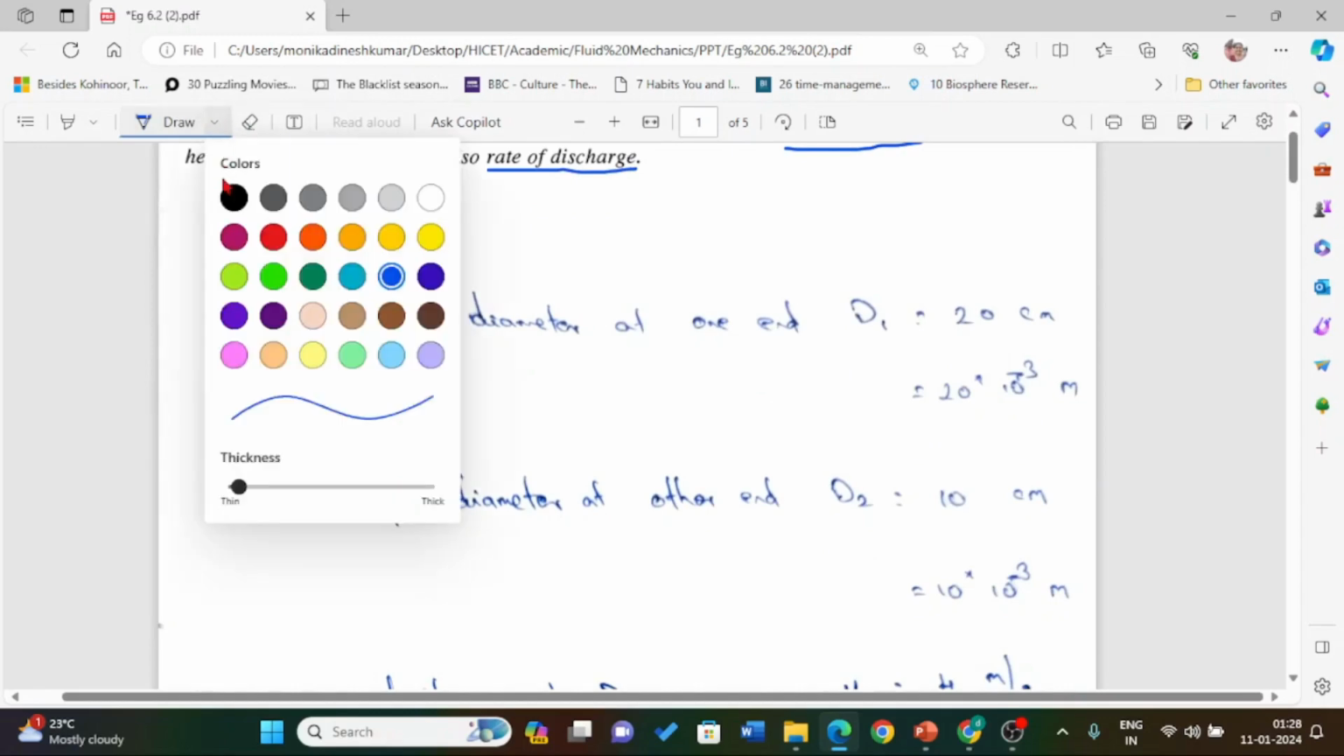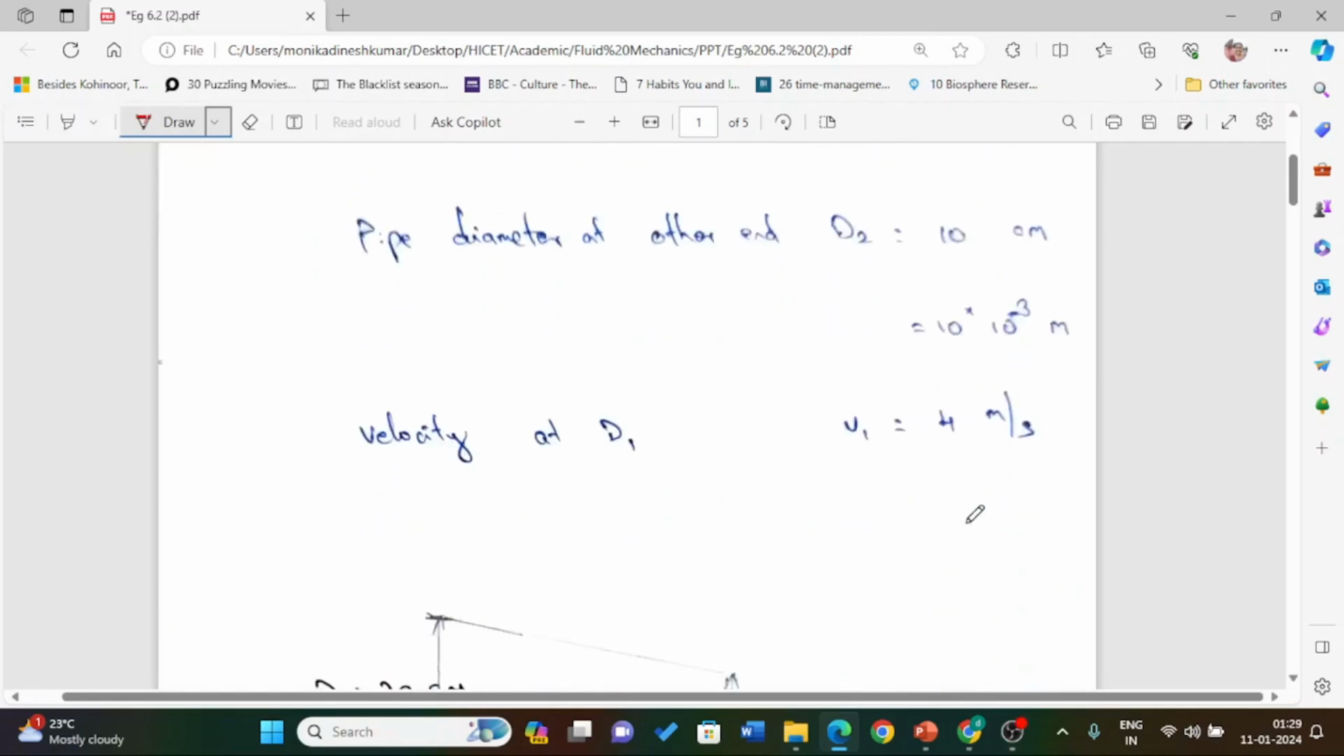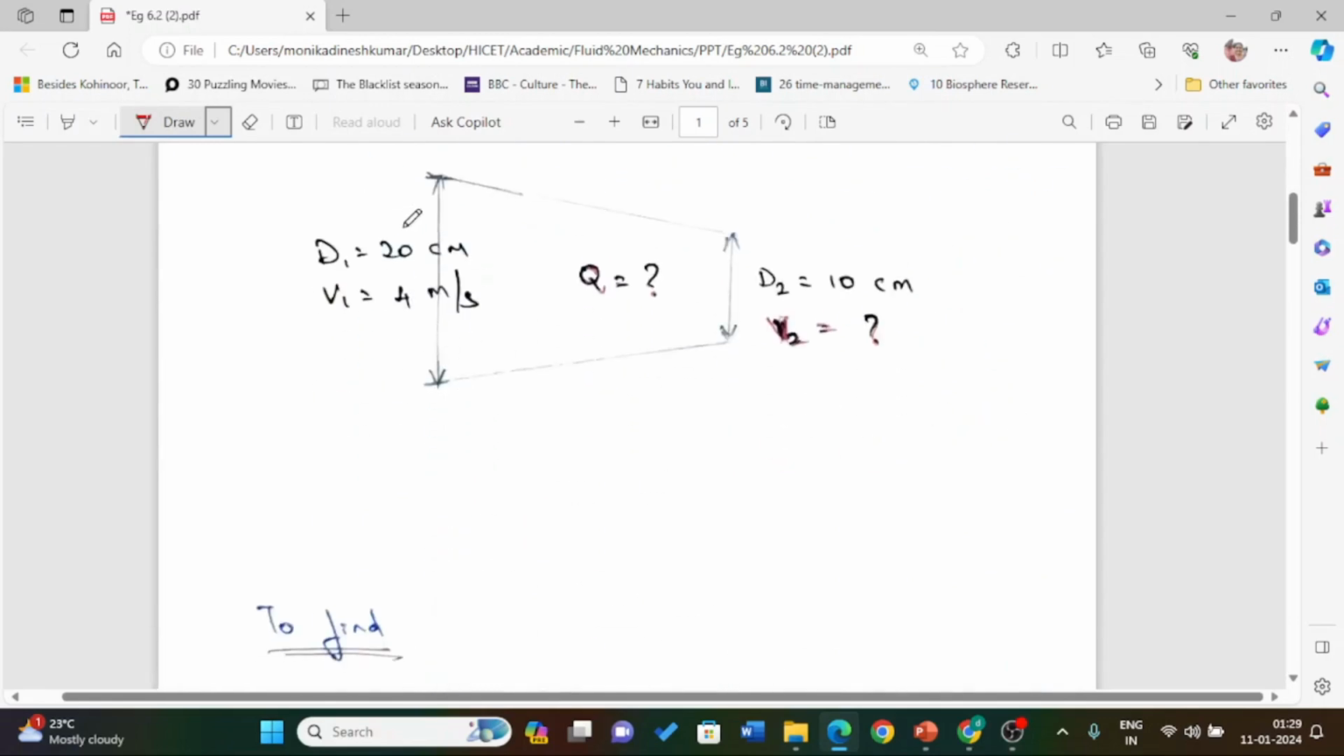So we are going to write down the given data initially. Pipe diameter at one end, d1 equal to 20 centimeters, which we convert into meters: 20 into 10 to the power of minus 3 meter. Pipe diameter at the other end is 10 centimeter, that is 10 into 10 to the power of minus 3 meter. Velocity at section 1, v1, equal to 4 meter per second. This is the actual diagram. The flow will be from left side to right side. We don't know the velocity v2 and we don't know the rate of discharge.